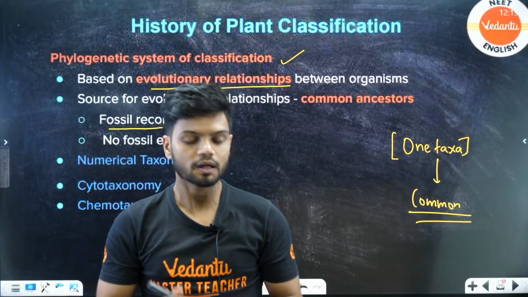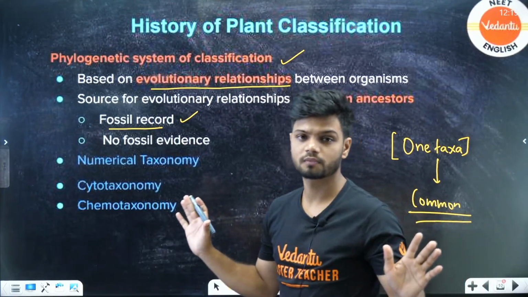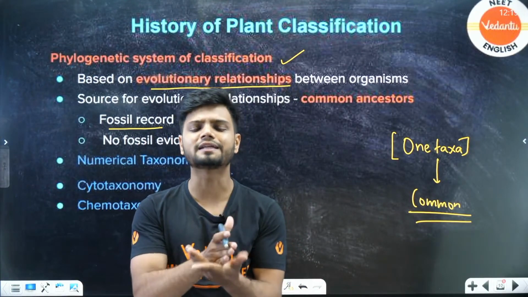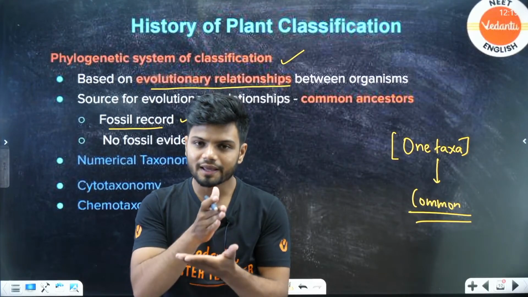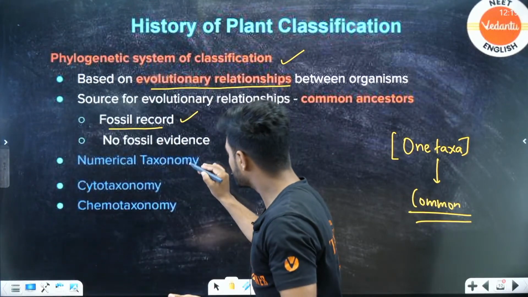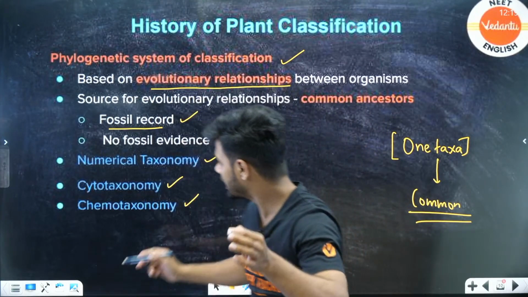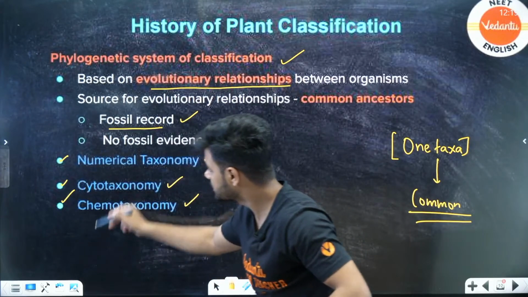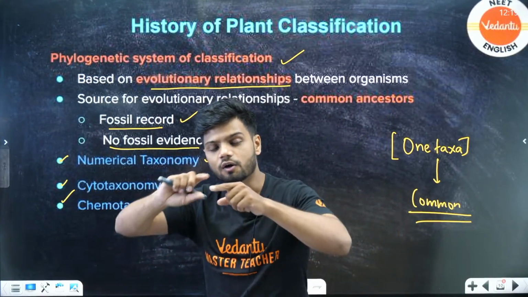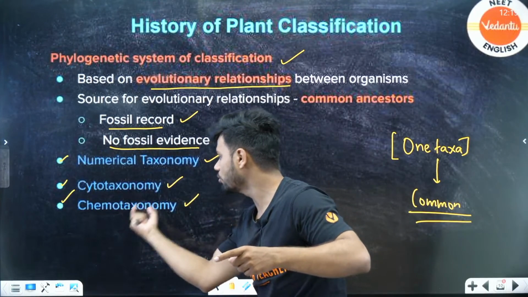That is a fossil. Now what if a particular plant does not have any fossil records at all? All the fossils have been destroyed or the fossils were never formed at all. What do you do in that case? If there is no fossil, you use other techniques such as numerical taxonomy, cytotaxonomy or chemotaxonomy. These are the important techniques available when there is no fossil evidence.